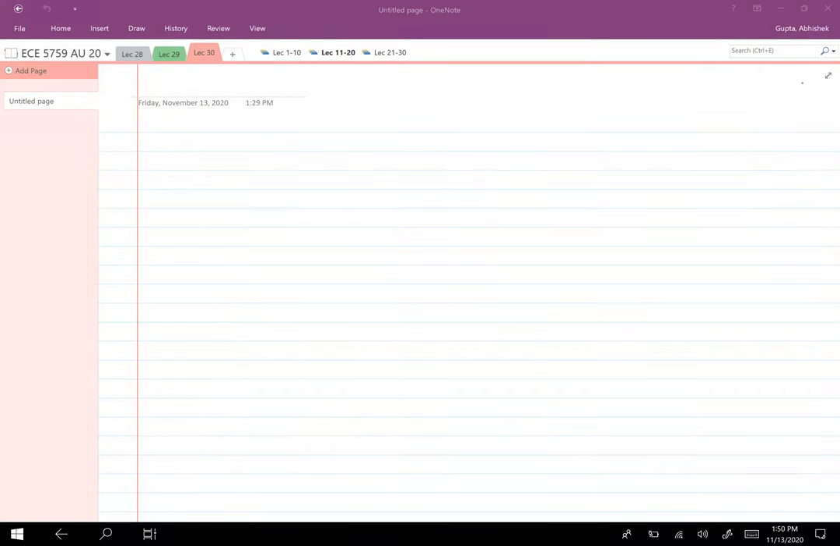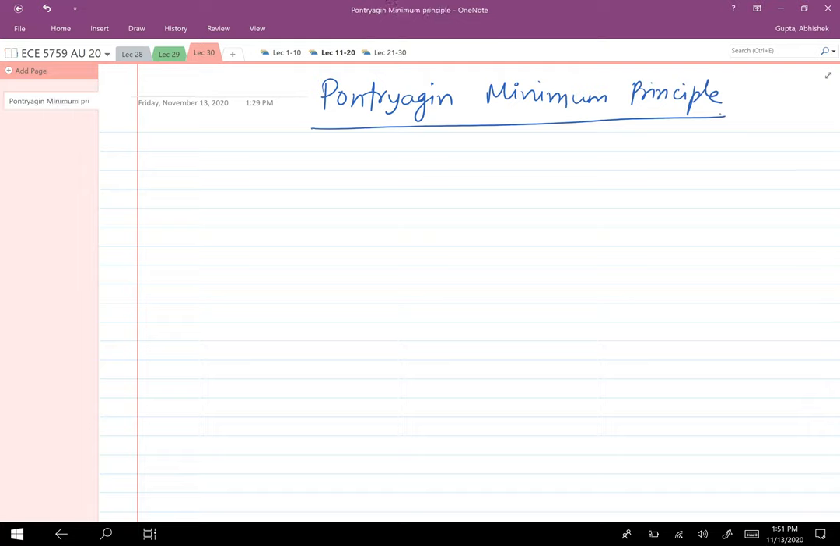So let's continue our discussion about the Pontryagin maximum principle that we had started discussing in the previous class. Let me just write minimum principle, because we are doing cost minimization. And we have the following problem.